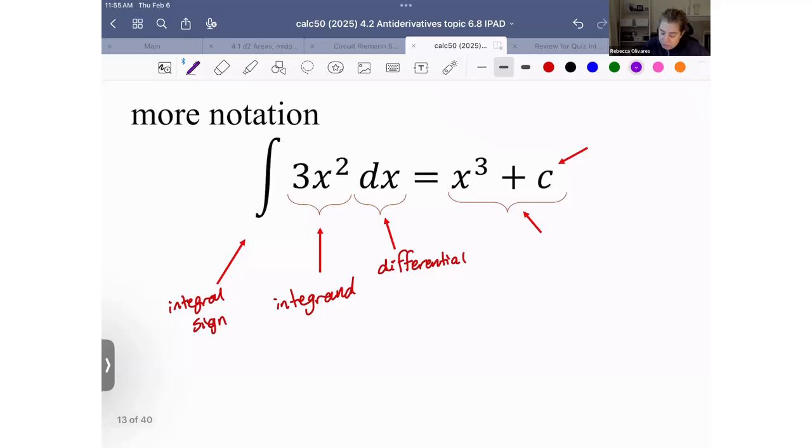And then the x cubed plus c, that of course is your antiderivative. And then the plus c, as we said already, is called your constant of integration. And we just use c because the word constant starts with c.